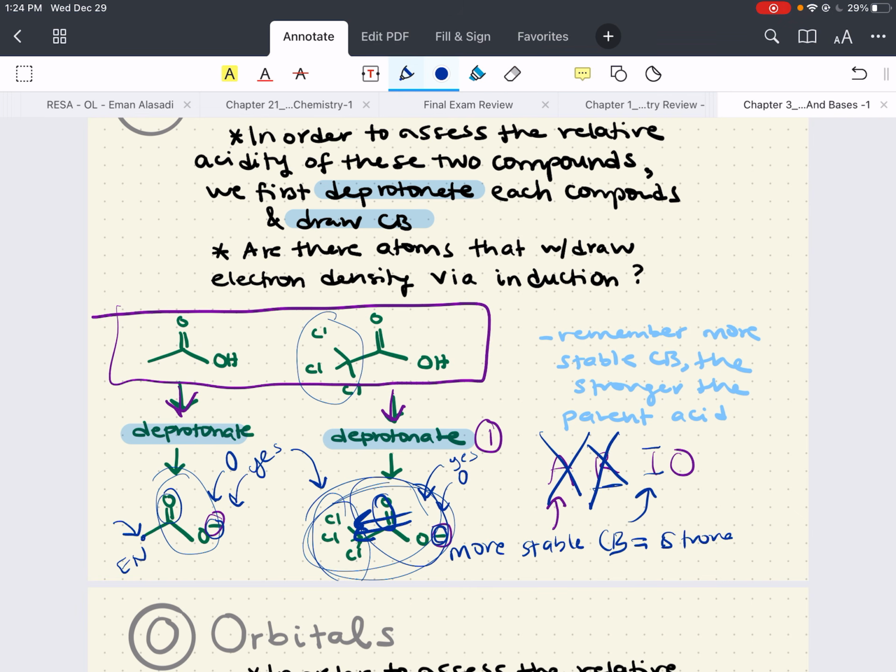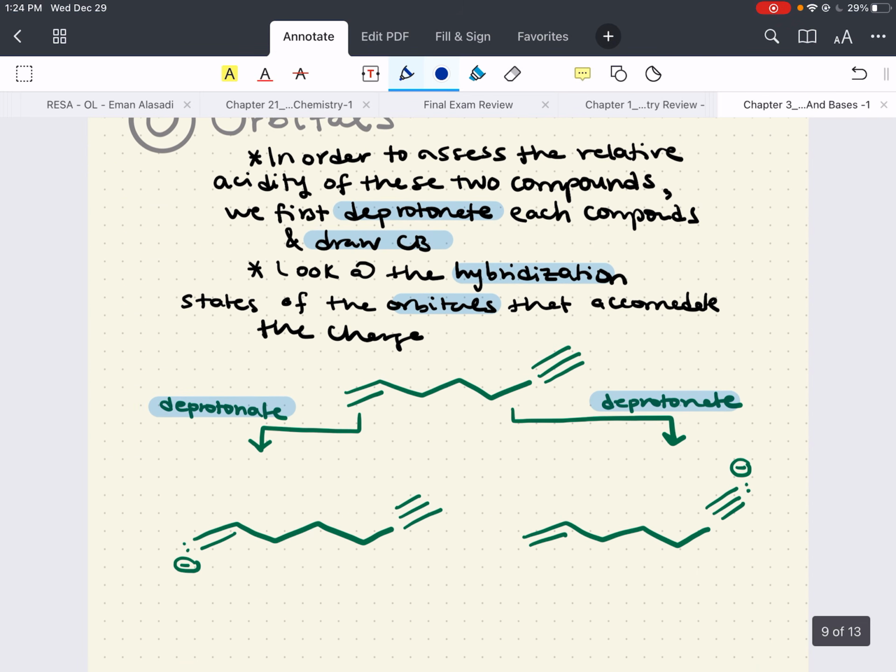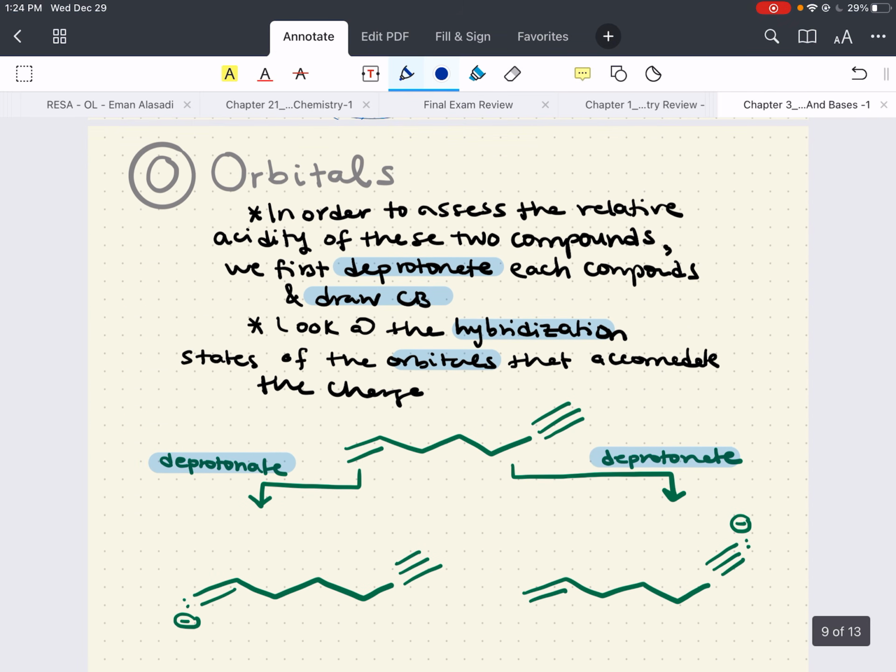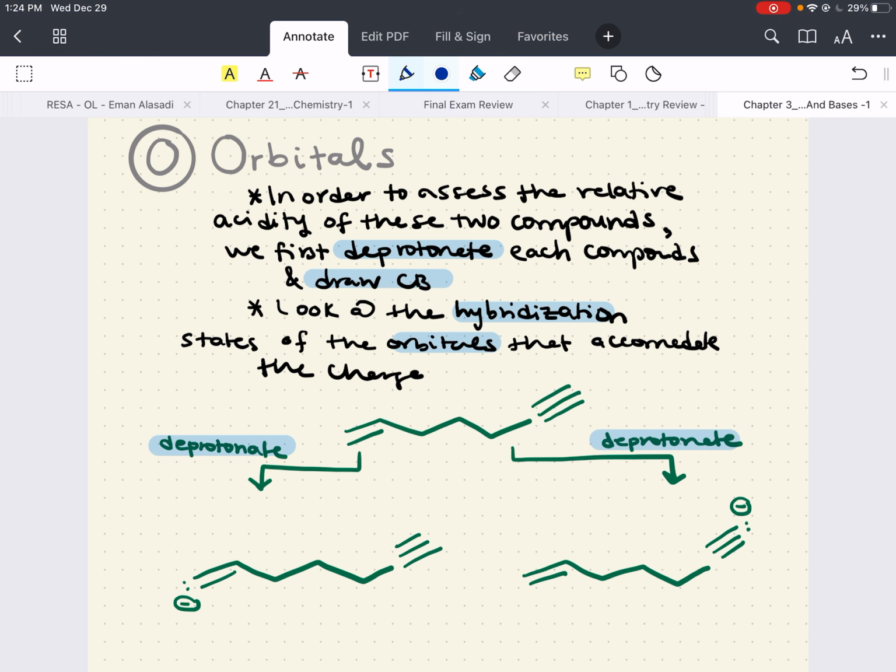It's going to be the stronger acid. So we go back to our original question. This is going to be the stronger acid. Let's do one more example where we have to make it to orbitals in order to answer the question. We're going to look at this molecule right here.